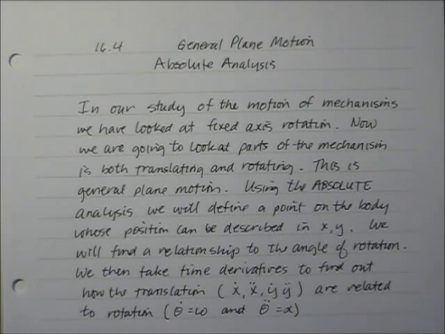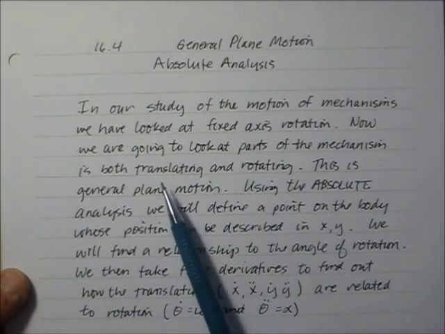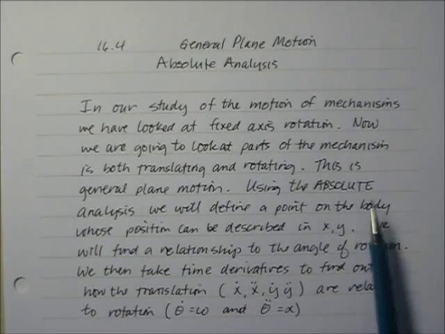All right, we're going to talk about absolute analysis today. So far in our study of the motion of mechanisms, we've looked at fixed axis rotation. Now we're going to look at the parts of the mechanism that are both translating and rotating. And as we talked before, both translation and rotation at the same time is called general plane motion. So today we're going to look at the absolute analysis.